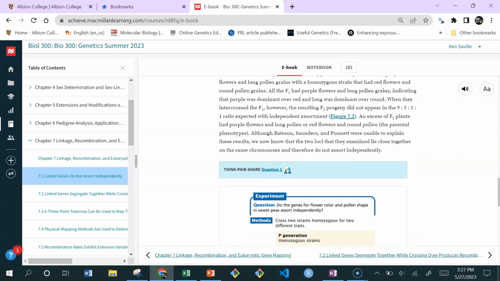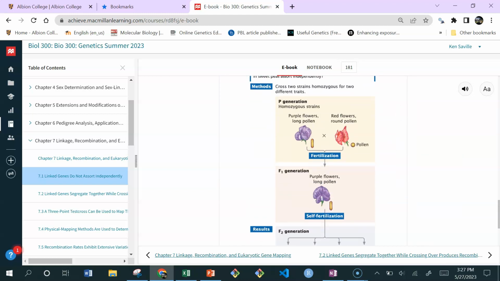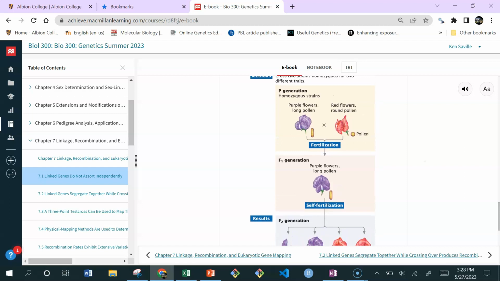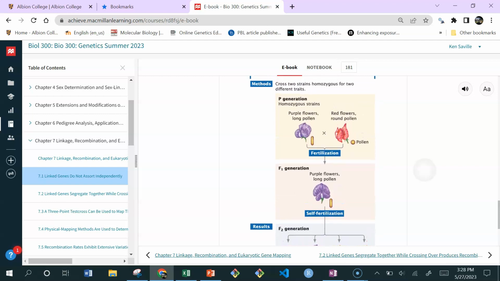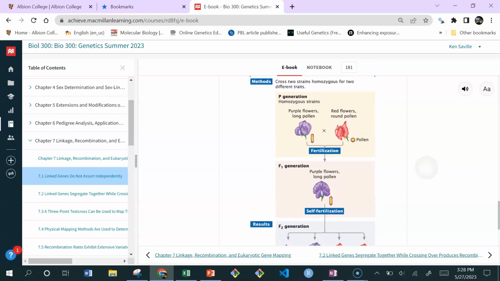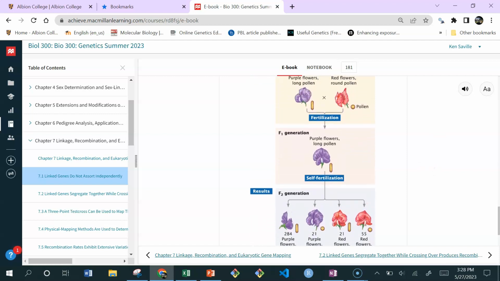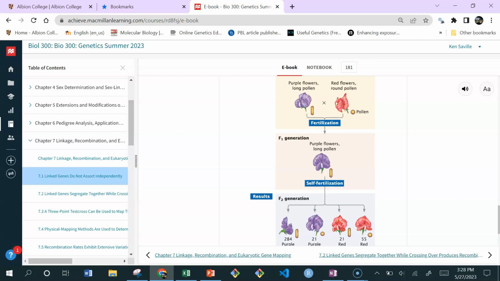The first thing they show us here, and I didn't want to show you the whole thing, is an example of a cross. We've got purple flowers, and the pollen is, what do they call it, long pollen or round pollen. So it's just a dihybrid cross. We've got 2 different traits, flower color and pollen shape. We get a dihybrid where we're heterozygous for the 2 things. It looks like purple and long are dominant.